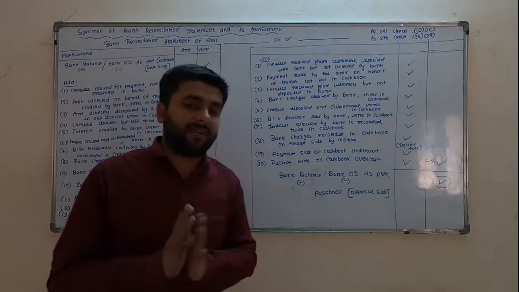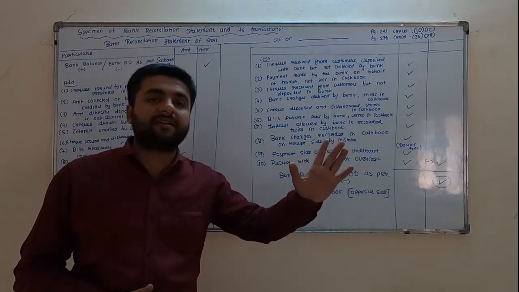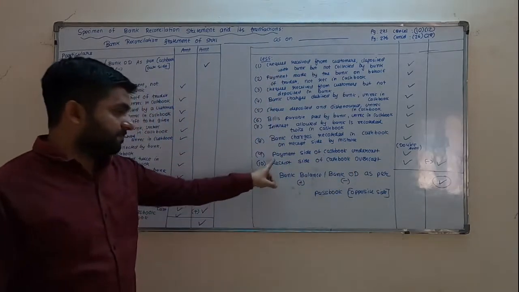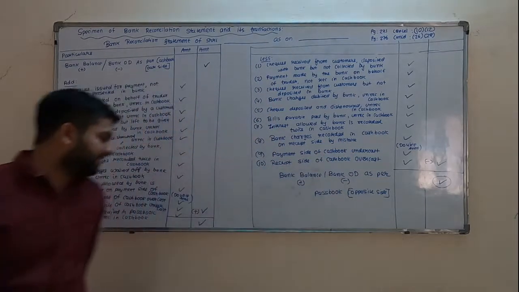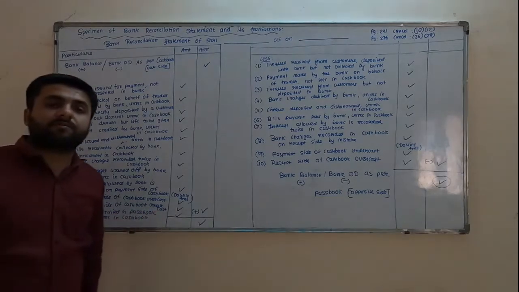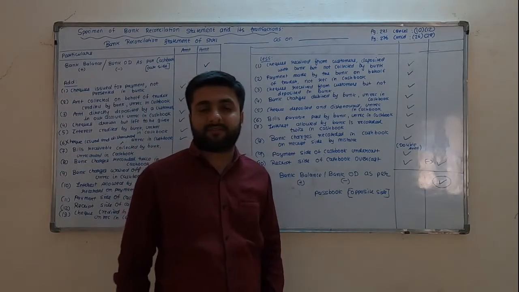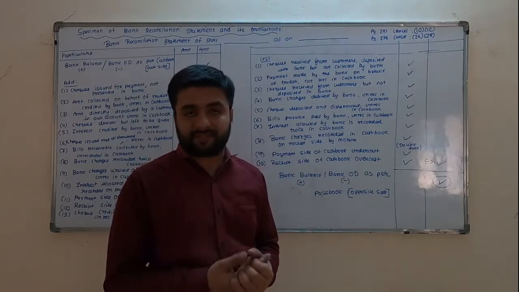Now these are the normal entries. If payment is undercast, then minus. Payment is undercast, then minus. Receipt is undercast, then also minus. Because same side, same effect. Now opposite effect on opposite side.